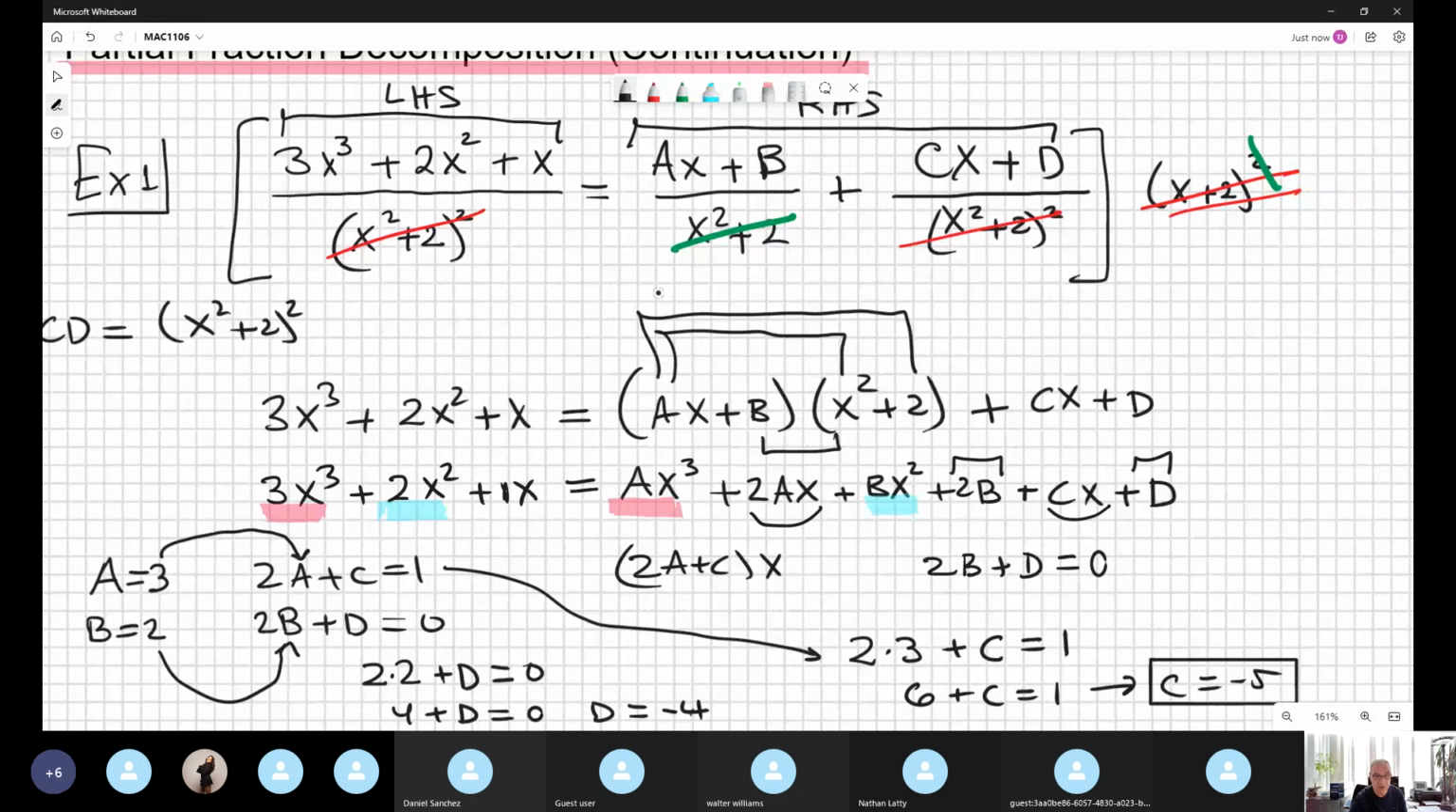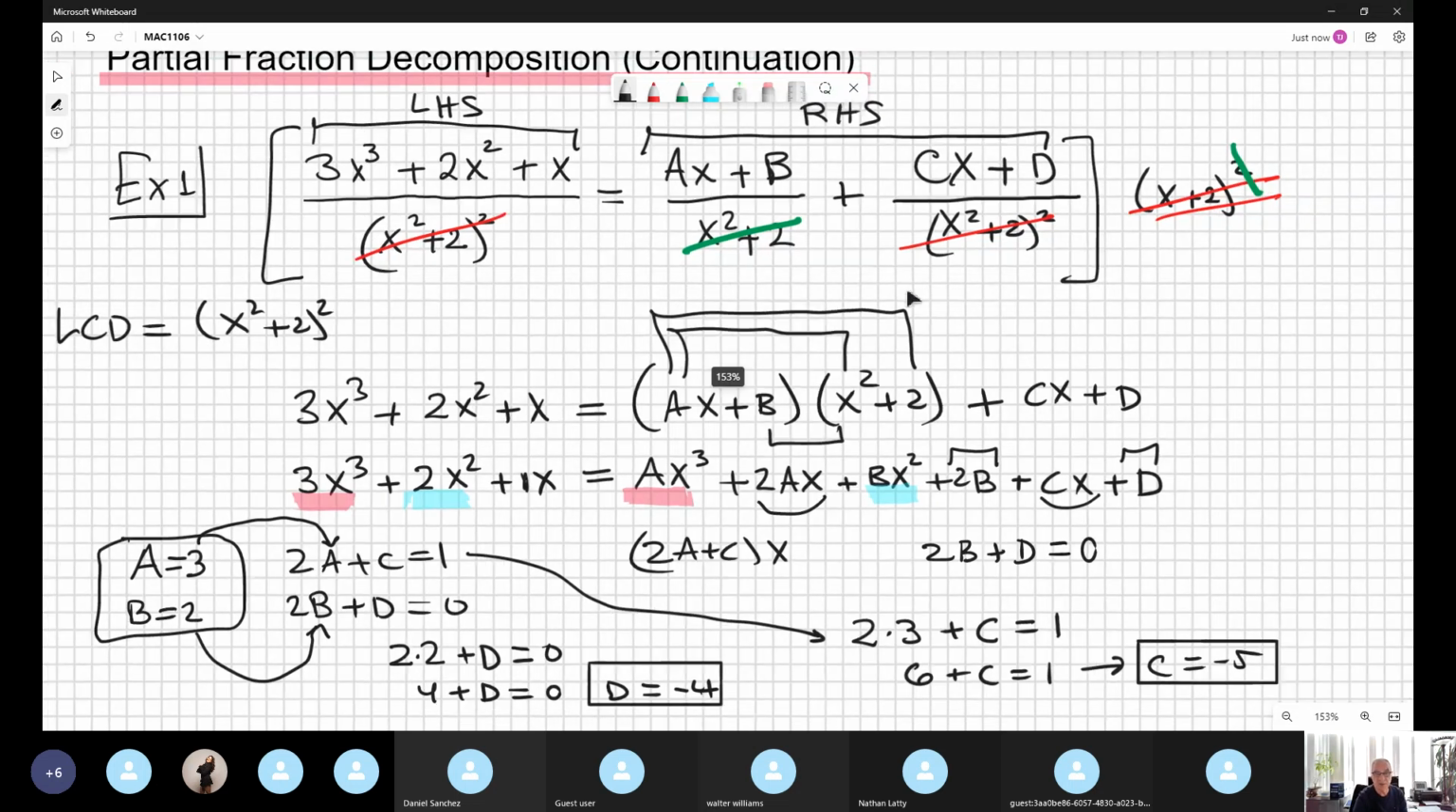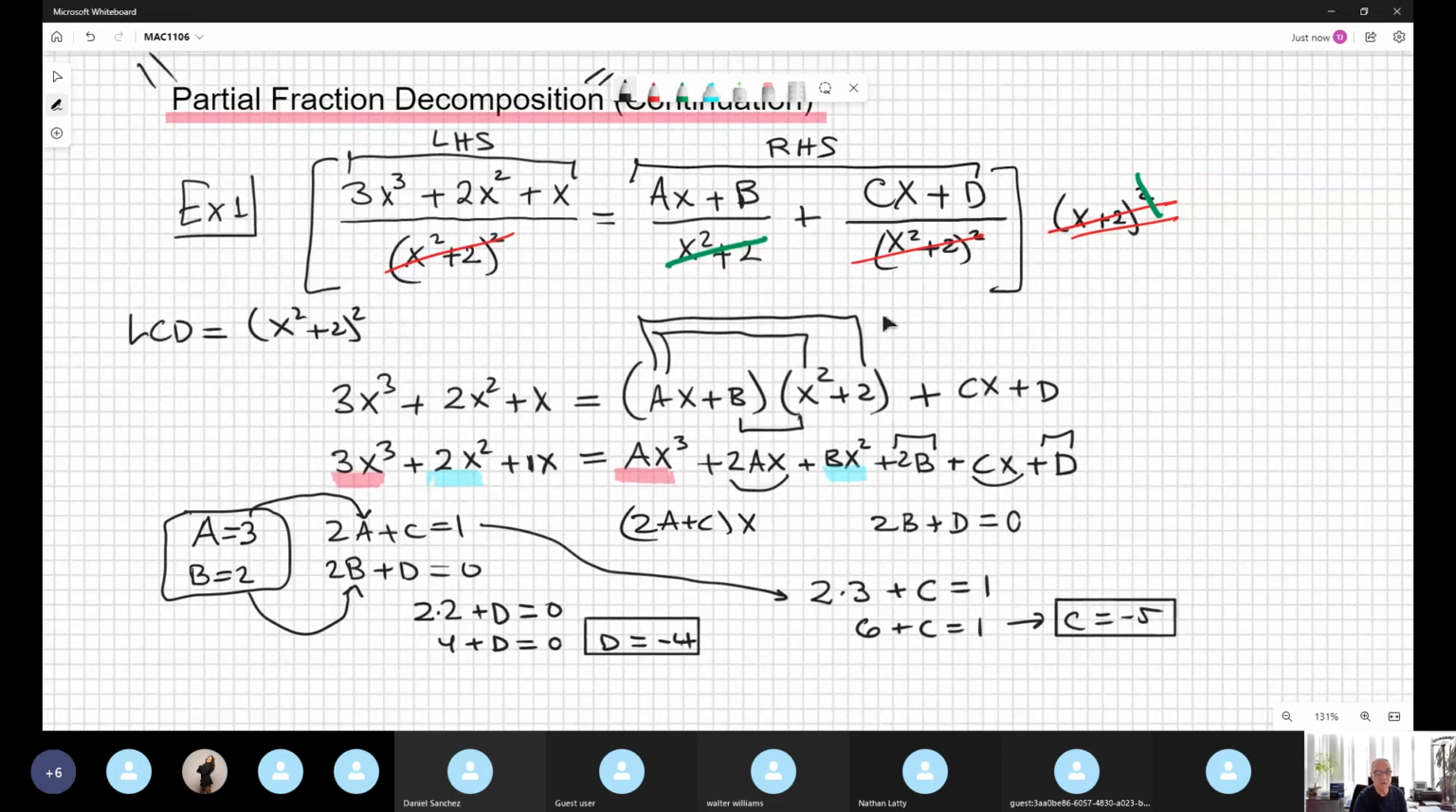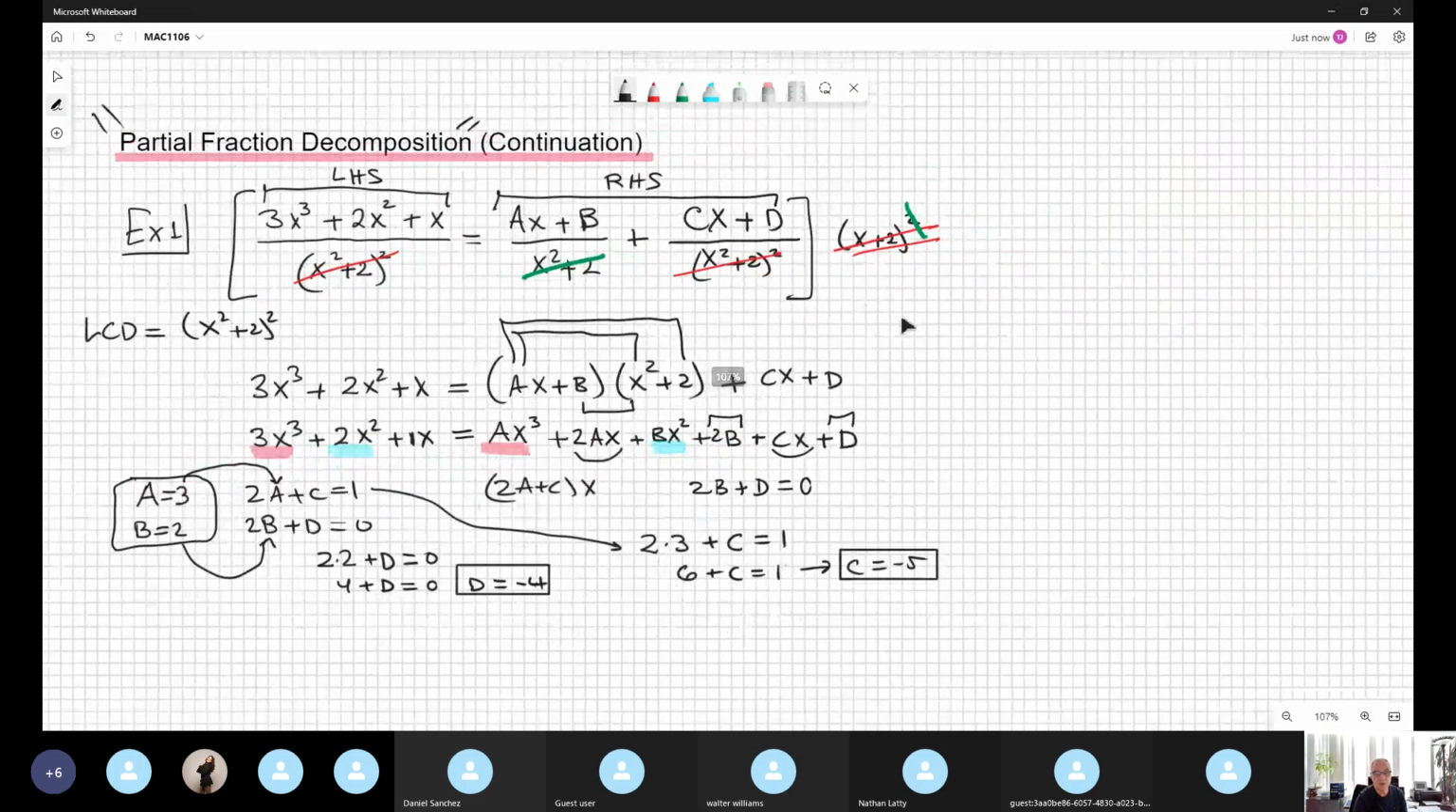Now we have C, we have D, we have A and B. Okay, now ready to express the final answer. The final answer then would be our original expression, let me erase that part, I don't need it. So my expression is 3x cubed plus 2x squared plus x over x squared plus 2 squared.